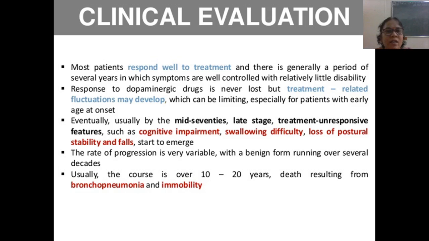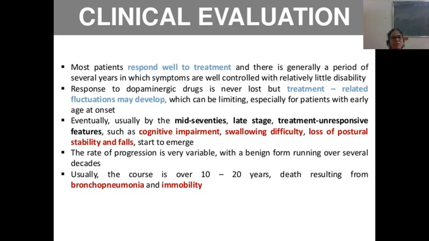And then coming to the clinical evaluation, most patients respond well to treatment, and there is generally a period of several years in which symptoms are well controlled with relatively little disability. Response to dopaminergic drugs is never lost, but treatment-related fluctuations may develop, which can be limiting, especially for patients with early age at onset. Then eventually, usually by the mid-70s, late-stage treatment-unresponsive features such as cognitive impairment, swallowing difficulty, and loss of postural stability may start to emerge.